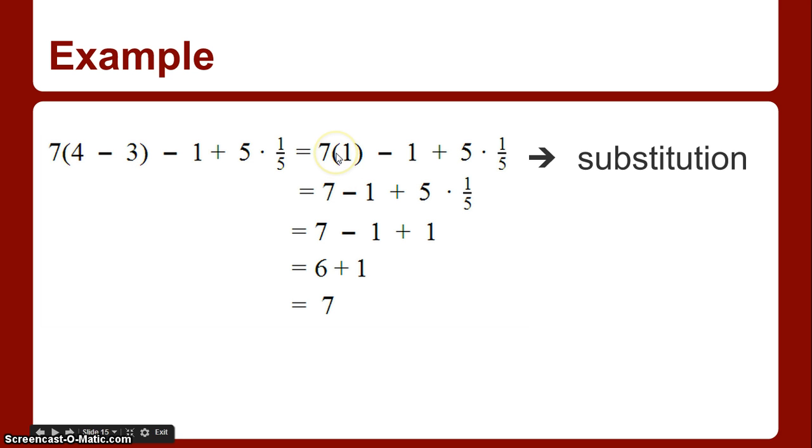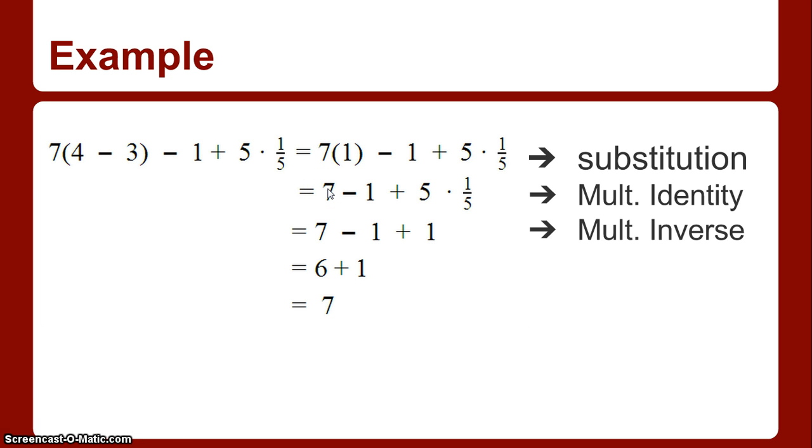What happens from here to here? Multiplicative identity. When you multiply 1 by 7, you get 7. That's the multiplicative identity. Here, in this section right here, when you multiply 5 times 1 over 5, you get 1. That's the multiplicative inverse we just talked about.